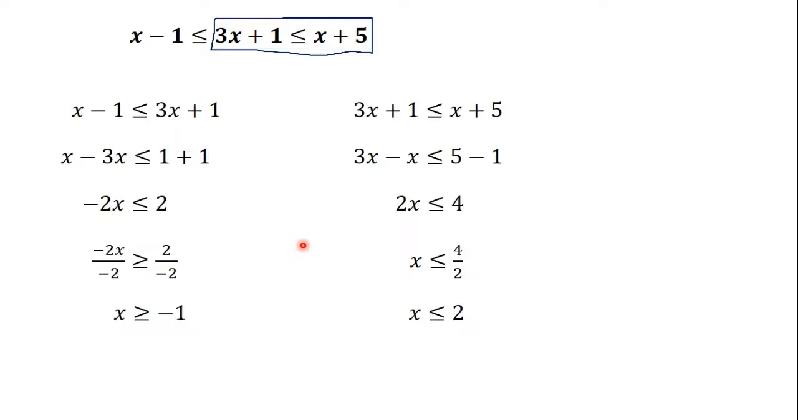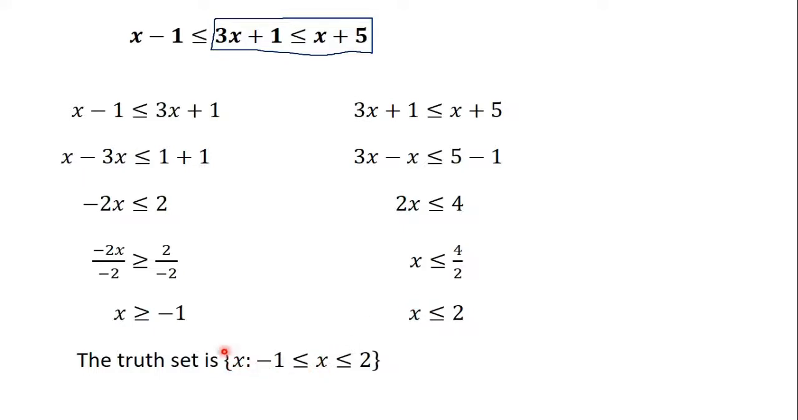So we have our answers. x is greater than or equal to negative 1. x is less than or equal to 2. So we bring our two answers together. Now, in bringing the two answers together, this is what you do. You are going to write the truth set. Now, if you write the truth set, you make sure that the variable is always in the middle. So here the variable in question is x. So x is always in the middle.